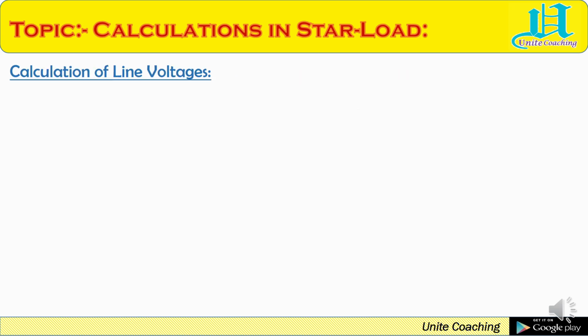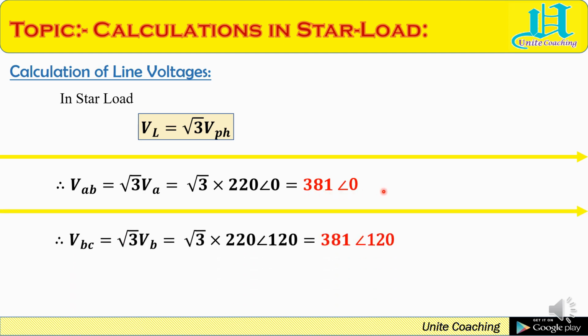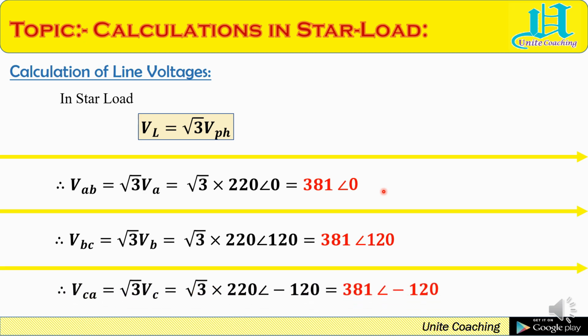Now how to calculate the line voltages? In star load, the line voltage is equal to root 3 times the phase voltage. Or VAB, you can say root 3 times VA, which is equal to root 3 into 220 angle 0. That means you are getting the line voltage as 381 angle 0. In the same way, you can calculate the value of VBC and VCA.